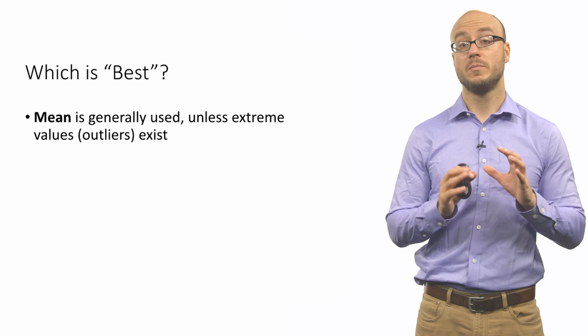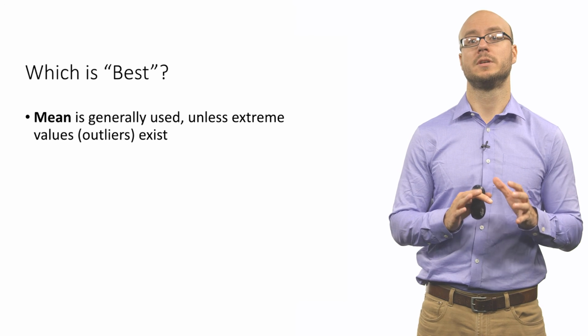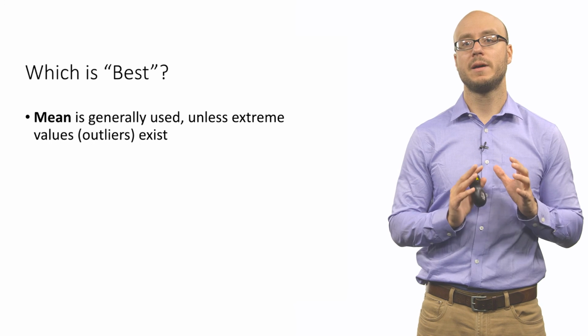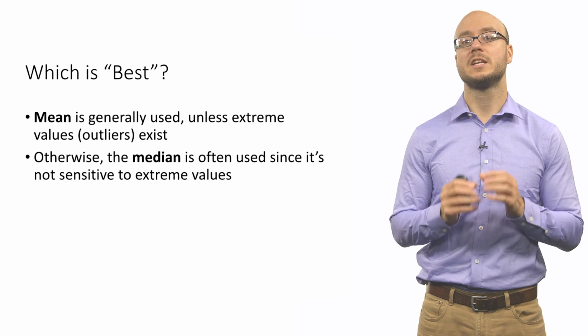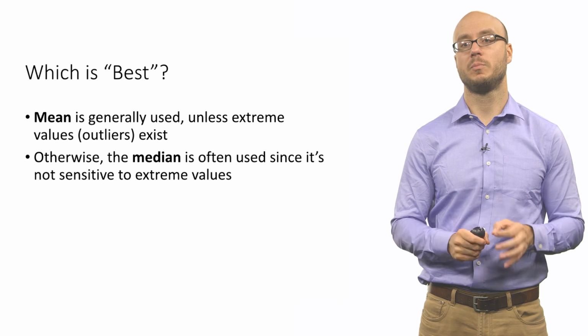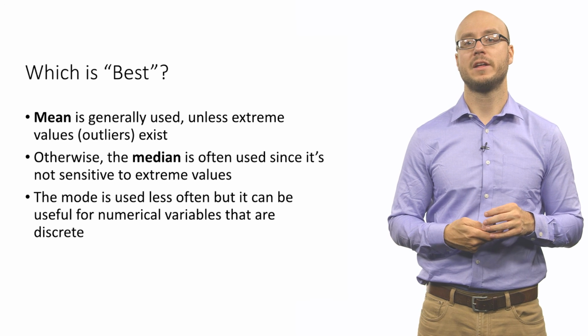You might ask, okay, we have these three measures of central tendency. Which of these measures is really the best for capturing the typical observation in a numerical variable? Well, the mean is most commonly used, but if you have extreme values or outliers, then the median is usually preferred because it's robust to these extreme values.